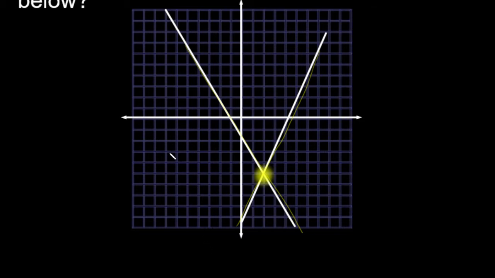That spot right there, that's the solution, that particular ordered pair. So this spot right here happens to be 2, -5. That is your solution to your system, the single point of intersection. Okay?